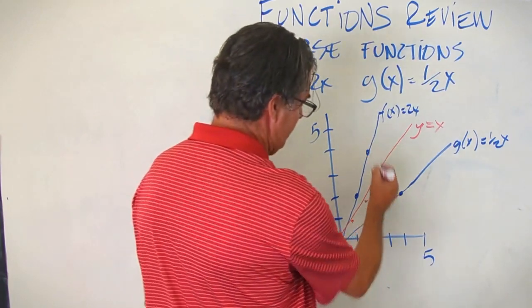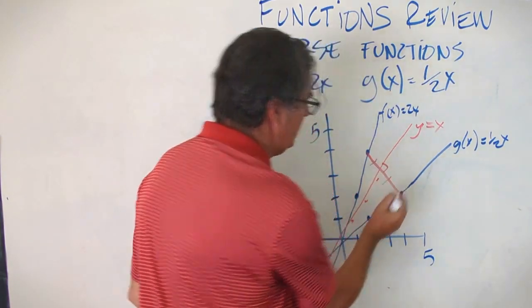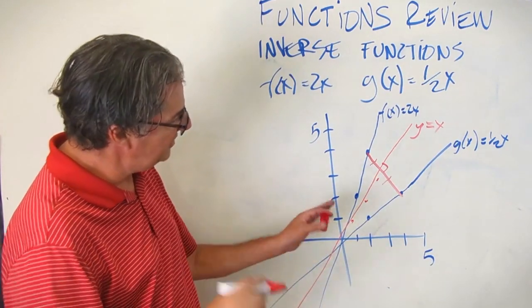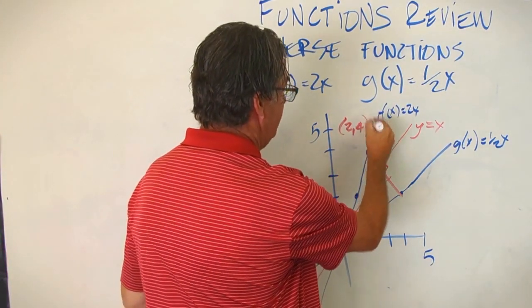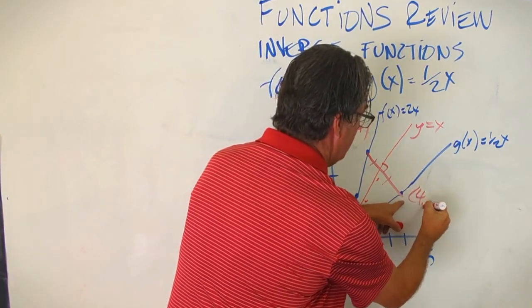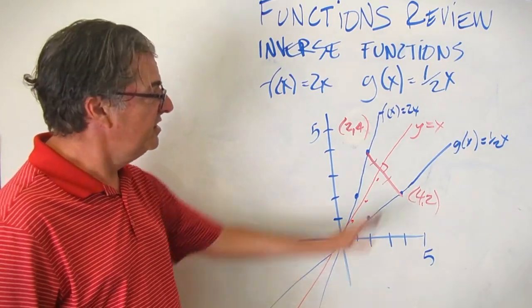And the way you would know that is you would just draw a perpendicular line here. These two segments would be equal. Obviously on my graph they're a little bit off. So this would be the point (2, 4), and this would be the point (4, 2). So they have that kind of symmetry as it reflects across the y equals x line.